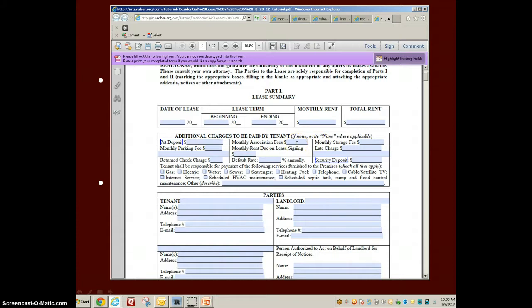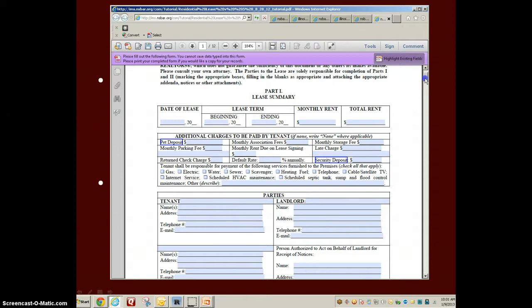Then there's a space for monthly assessment fees, monthly storage fees, parking, monthly rent due on lease signing if there's an additional amount, late charges, return checks, default rate. You'll go on to paragraph 6 that talks about default rates and any security deposits. Please make sure on your security deposit that you're checking with the municipal code in the community where the house is located so that you have the right laws. Then right down here, you do what the tenant is responsible for payment. So you put all of that information in there.